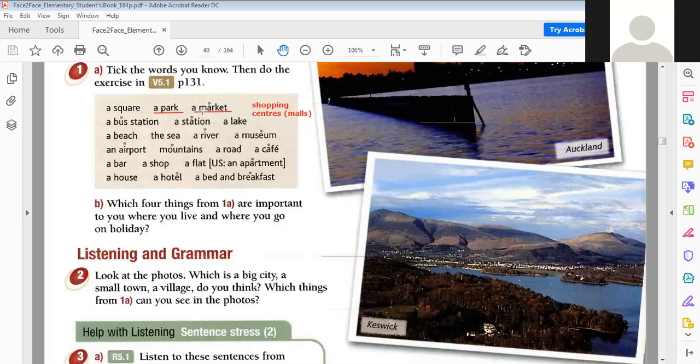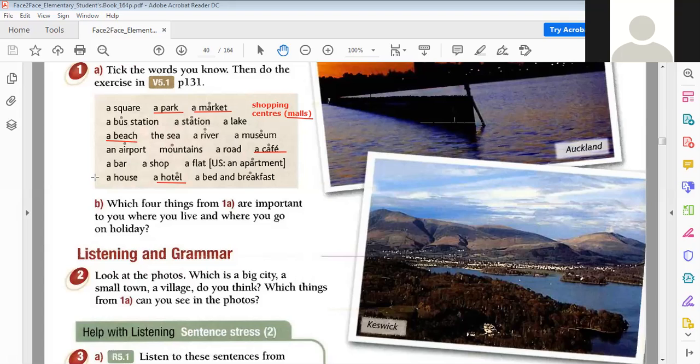Okay, so you like parks. You think a market is important. What else, Rana? Malls. A mall is important. A cafe. A beach. On holiday, beaches are important. Yes, and a hotel. A hotel, of course. If you're traveling, a good hotel is important. I agree.